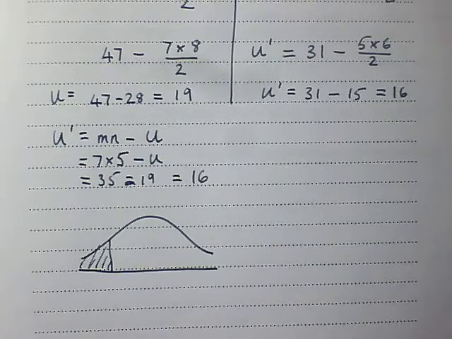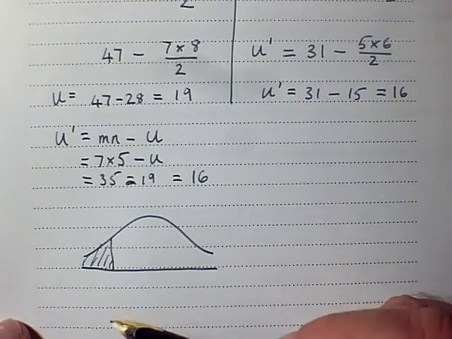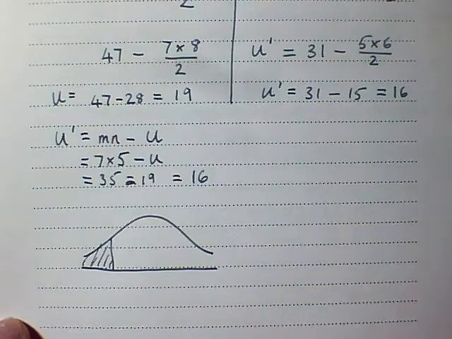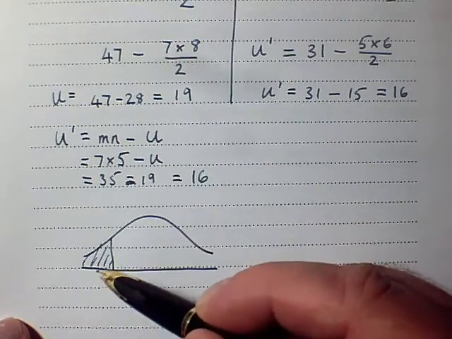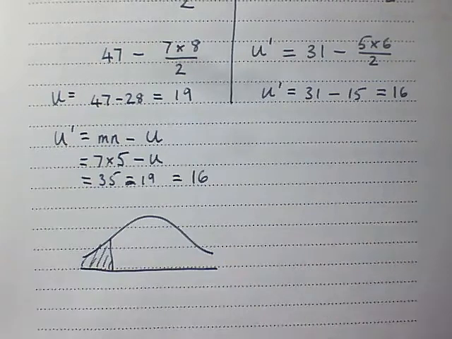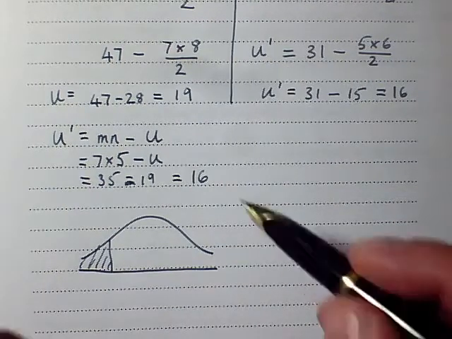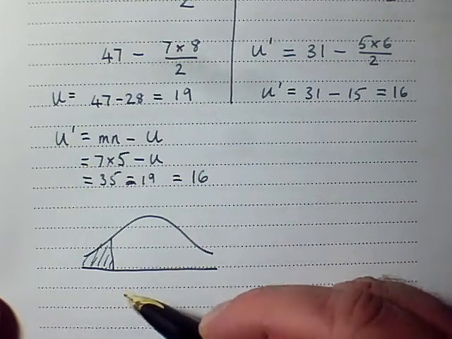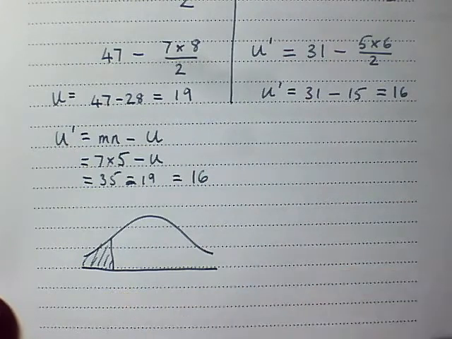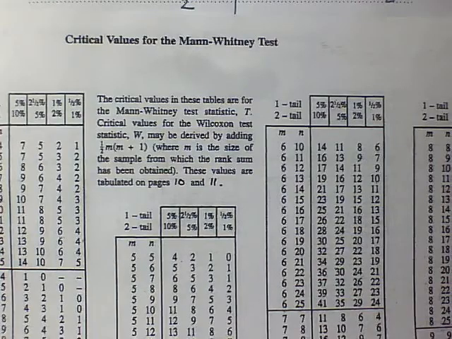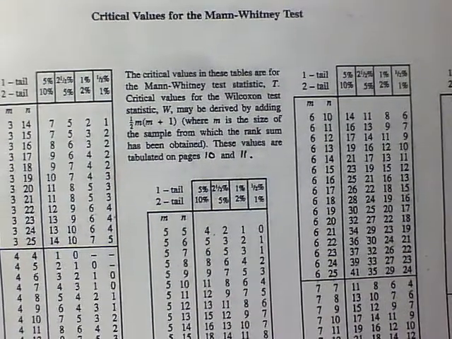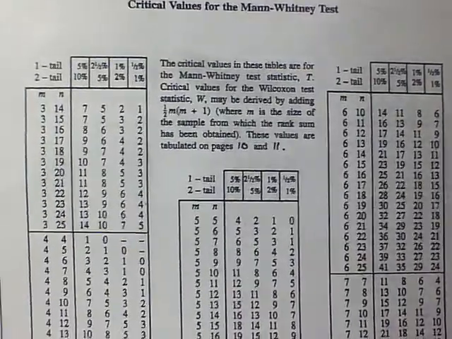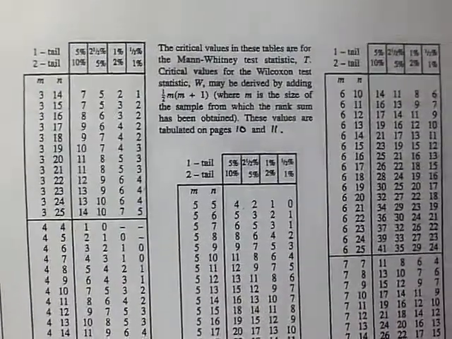I know that the test statistics are the right way round, so I need to compare the relevant one with the tail that I can look up. So I've got a choice of 19 and 16, but the only one that's got a chance of being in this tail is the smaller one. So what that means is with a U and a U dash, we always choose the smaller of these values and compare with the critical value. So I need to look this thing up here in the table. So this is the table I need. It says Mann Whitney at the top, so this is correct. And I need to find my values of M and N in this table.